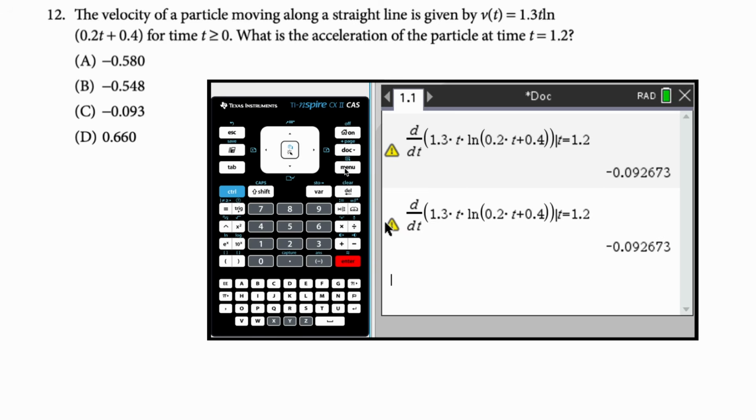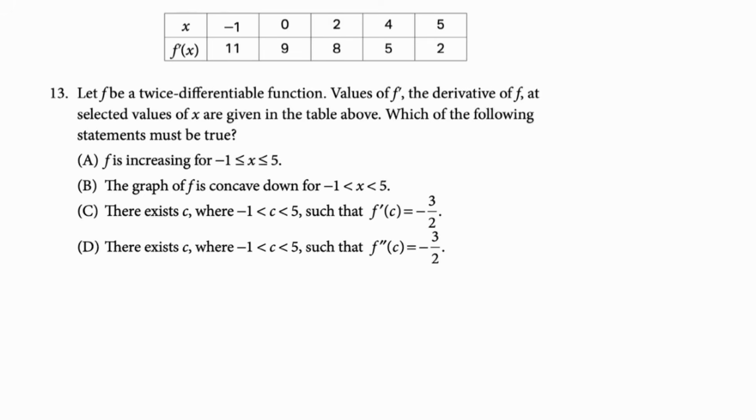And so we can see that the answer is negative 0.093, or C. 13, let f be a twice differentiable function. Values of f prime, the derivative of f, at selected values of x are given in the table above. Which of the following statements must be true?